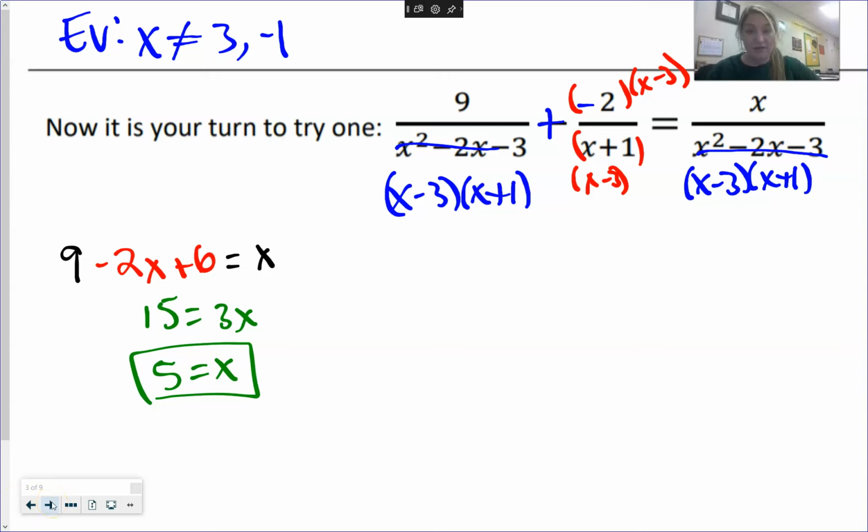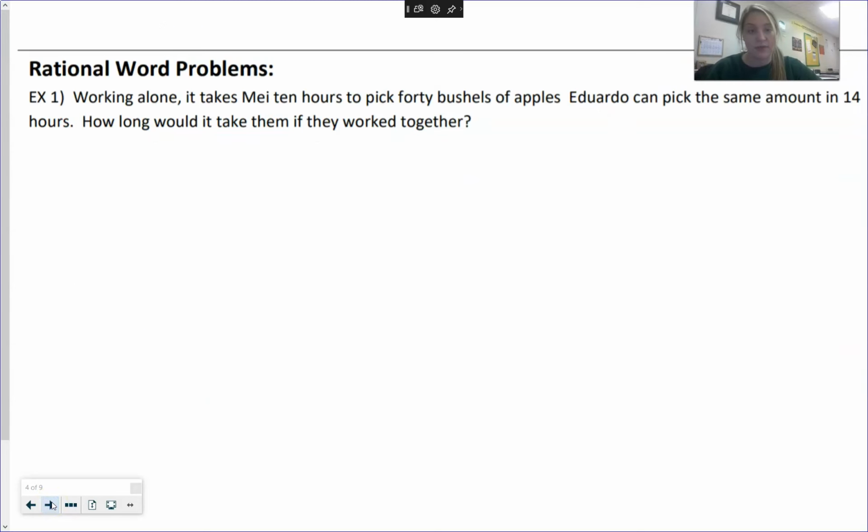All right, so that's solving. Now we're going to get into our word problems, which is directly correlated to it, okay? I know you usually hate word problems, but I promise you, you're going to like these, okay? Because they're worked out the same way every time. That's going to help you.